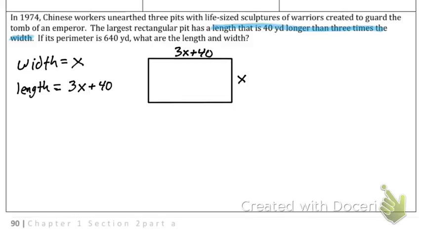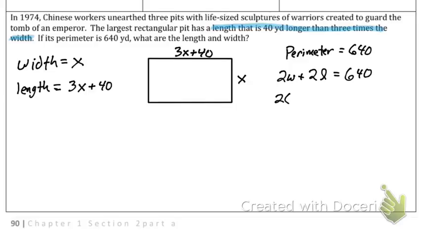Now we go to the next part. It says its perimeter is 640. Remember, perimeter is 2 times our width plus 2 times our length, and that is going to equal 640. But now I'm going to insert those variables that we matched up with each one. We said that width is going to be my x, and length was actually that 3x plus 40. Now it's just some brute force solving.